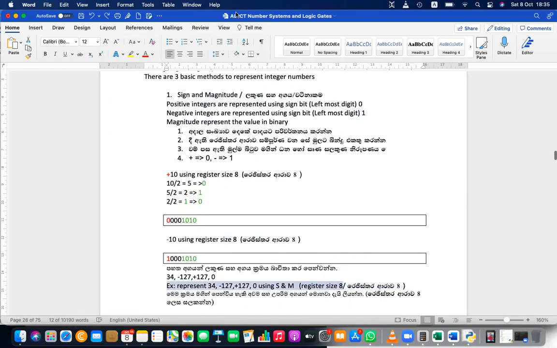Okay, please send me the answer to the chat. Represent 34, 127, plus 127 and 0 in sign and magnitude, and send the answer to the chat.